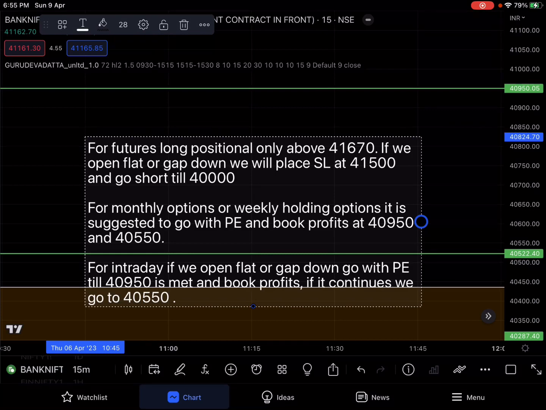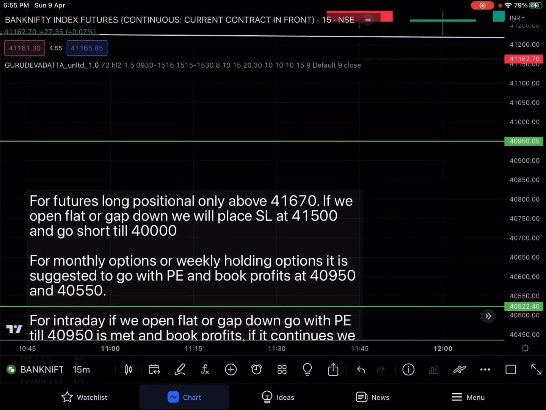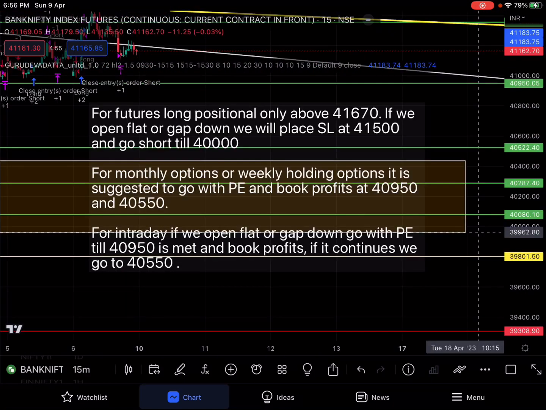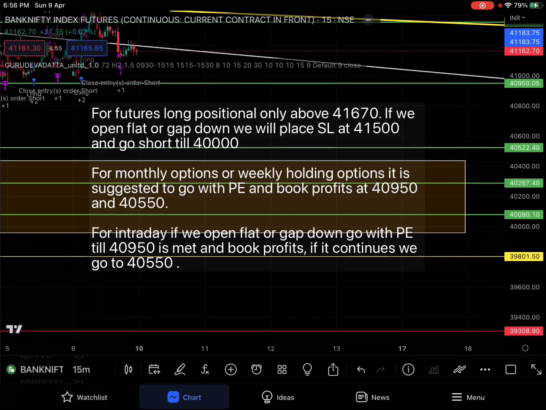And again, if we go further down on a close, probably we will look at how the market behaves and plan accordingly. So we feel it is 39,950, 40,000. Ideally 40,000 will be the base to hold.